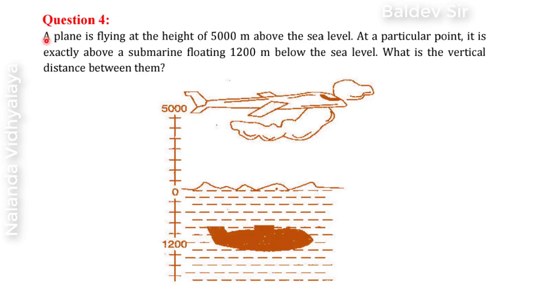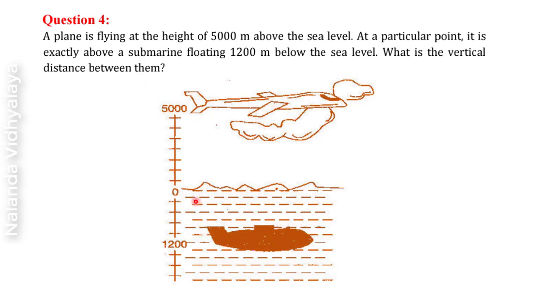Fourth example is given that a plane is flying at the height of 5000 meter above the sea level. So here there is a plane which is at a height of 5000 meters from sea level. At a particular point, it is exactly above a submarine floating 1200 meter below the sea level. What is the vertical distance between them? Them means plane and submarine.